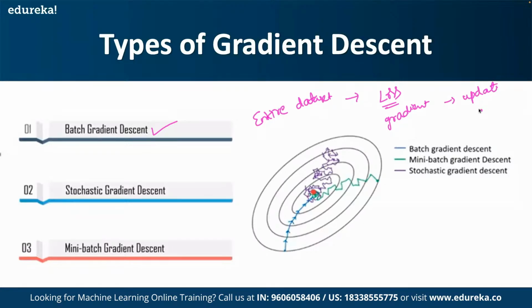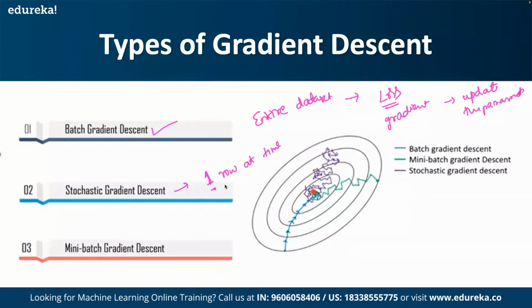The key thing you need to remember is that we find the value of loss with reference to my entire data set. In the case of stochastic gradient descent, I consider one row at a time. I take one row, then I find the value of loss, and from that value of loss I find the derivative and update the parameter. Then I take the second row, find the value of loss, and update the parameters.